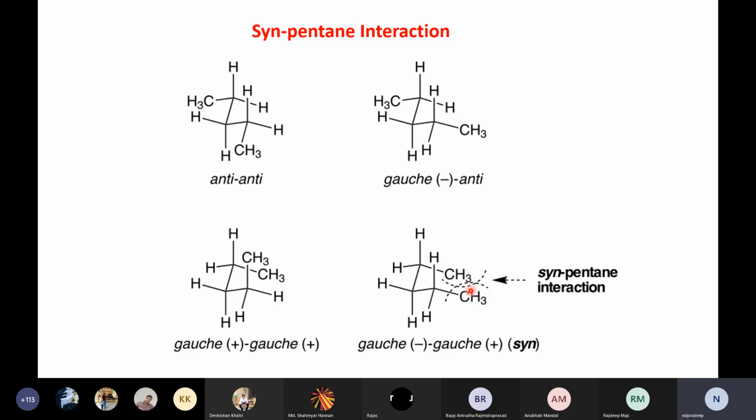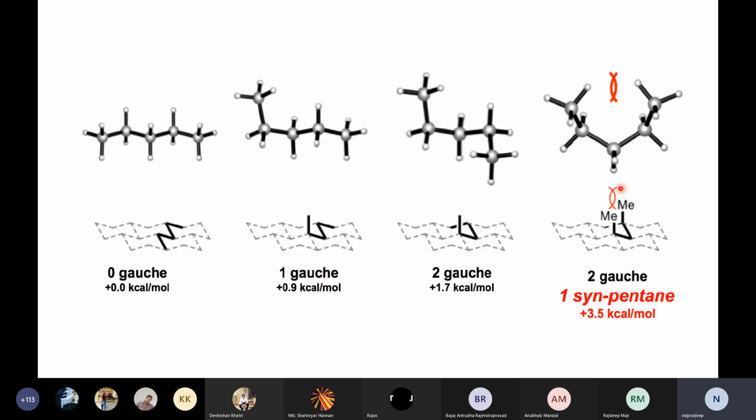Very important slide. This is called the syn-pentane interaction: the interaction between the methyl and the CH2 of the CH3. When these two methyls interact, it is called a syn-pentane interaction. If you look at this small molecule, the methyl of this group and the methyl of that group have a very strong interaction, and this is called the syn-pentane interaction.